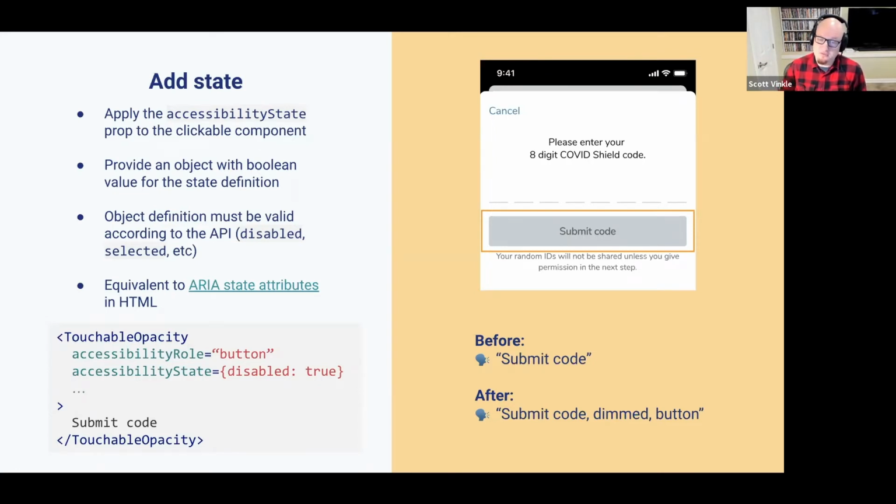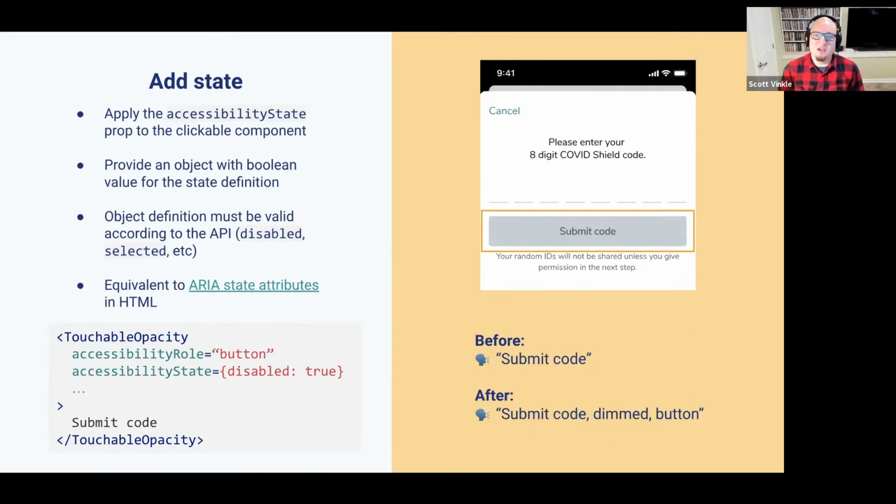So in React Native, we can add a state by adding the accessibilityState prop. This prop takes an object, whose definition and values are defined by the API. In HTML, this would be similar to adding one of the many aria-state attributes. For example, adding aria-disabled to convey a disabled state of a form control, or aria-selected to convey the state of a tab control.